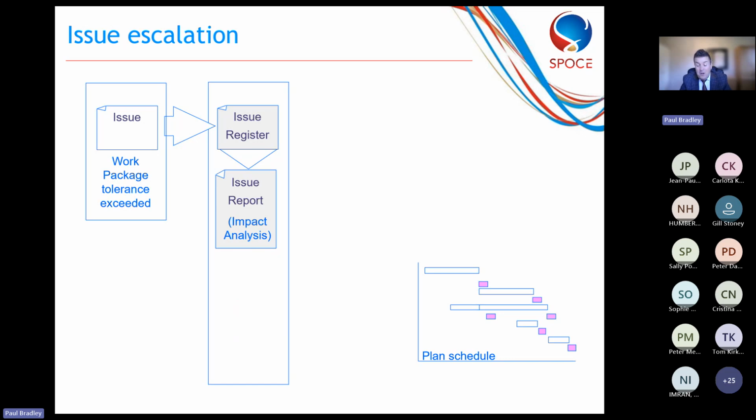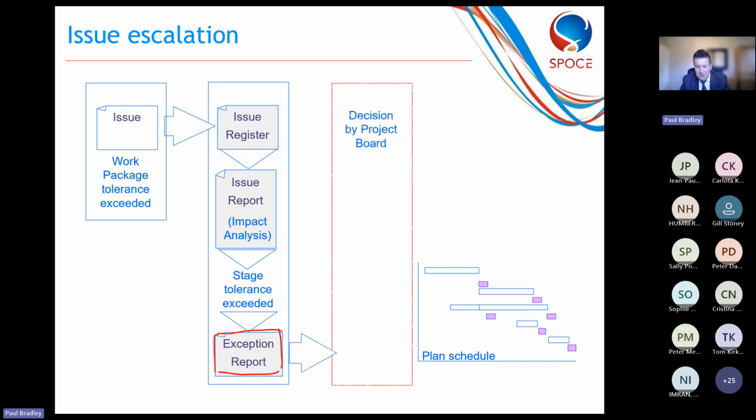Okay, what happens though is if the stage tolerance is forecast to be exceeded, then it's no longer the project manager's decision. They will need to raise an exception report, and that goes to the project board for a decision. Basically the project manager is saying, I'm outside of my authority now, so what do you want me to do? So that exception report goes to the project board where they will make a decision.